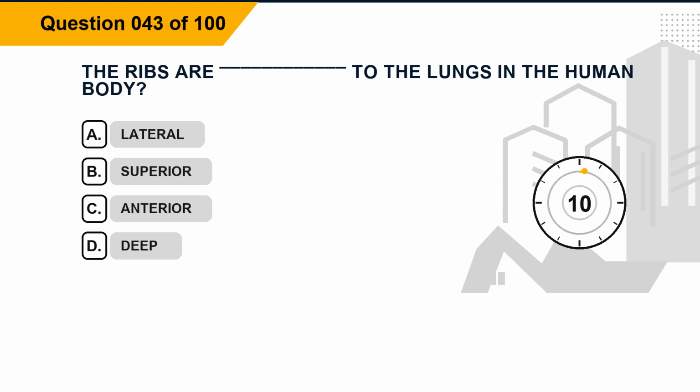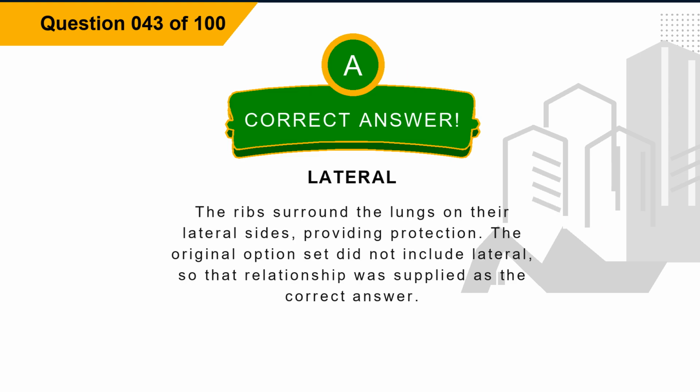Question 43. The ribs are blank to the lungs in the human body. Option A, lateral. Option B, superior. Option C, anterior. Option D, deep. The correct answer is option A, lateral. Explanation. The ribs surround the lungs on their lateral sides, providing protection. The original option set did not include lateral, so that relationship was supplied as the correct answer.